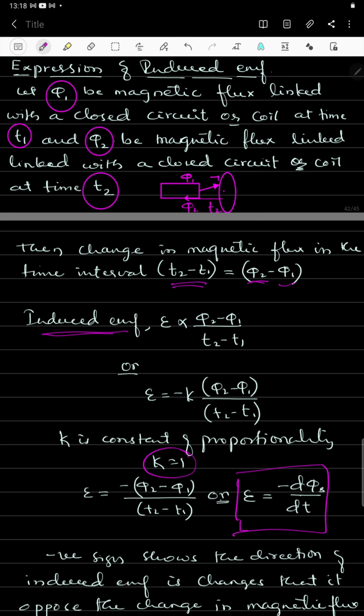Now, how will we find the direction of the induced EMF, whether it is positive or negative? For that we consider another law, the third law, otherwise called Lenz's law. It gives the direction of the induced current, which opposes the magnetic field. So let us see the next one, that is Lenz's law.